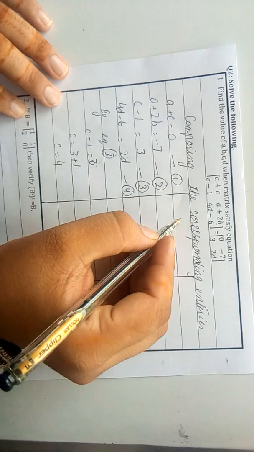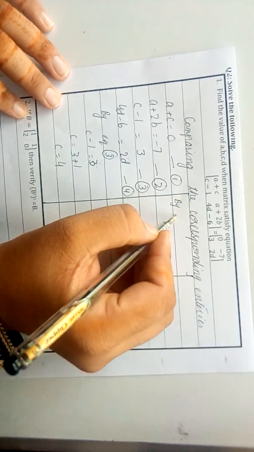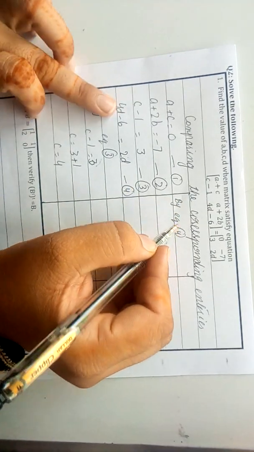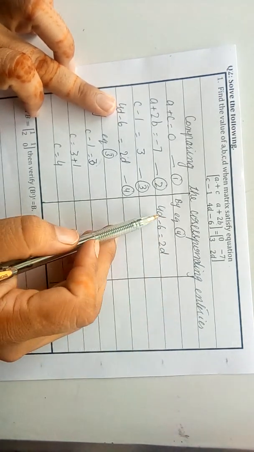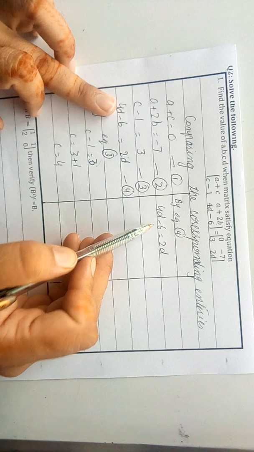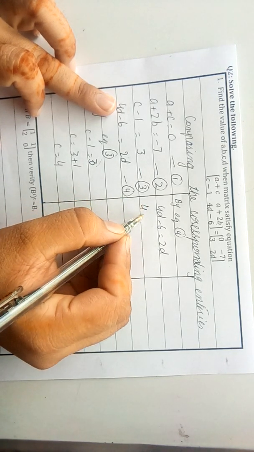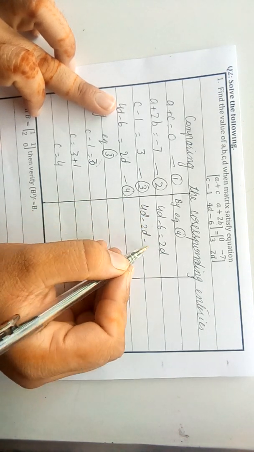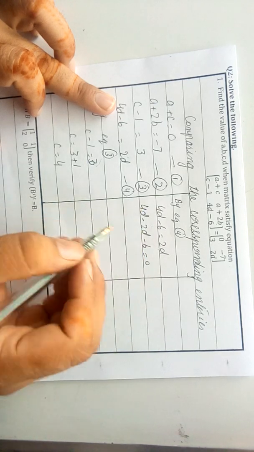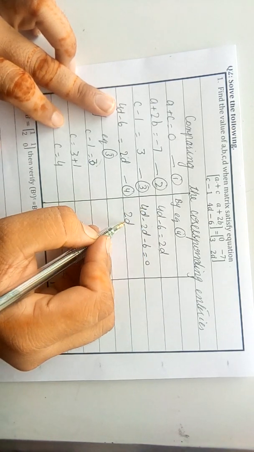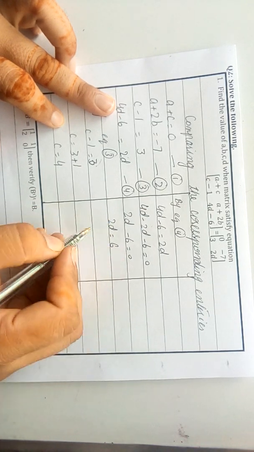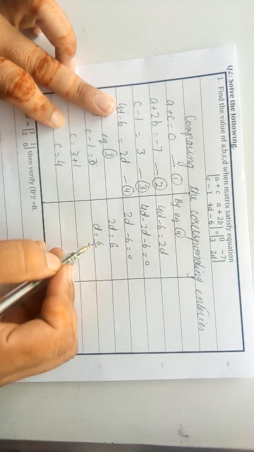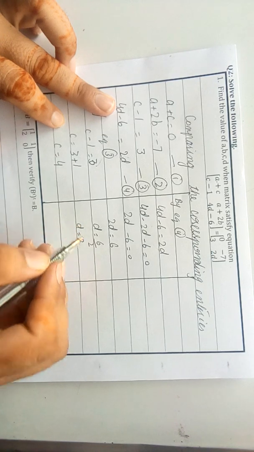Now considering equation 4, that is 4d minus 6 equals to 2d. Both have the same variable. We will move 2d here. It will become 4d minus 2d minus 6 equals to 0. 4 minus 2, that is 2d minus 6 equals to 0. 2d equals to 6. d is equal to 6 by 2. d is equal to 3.